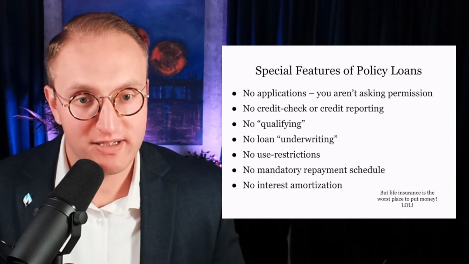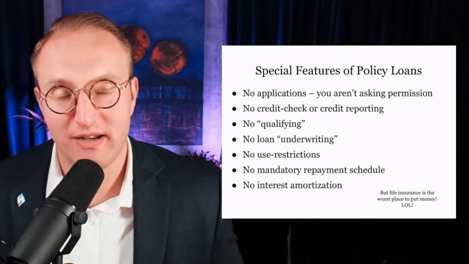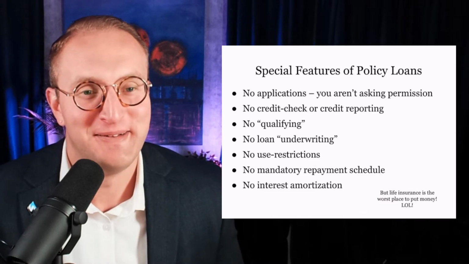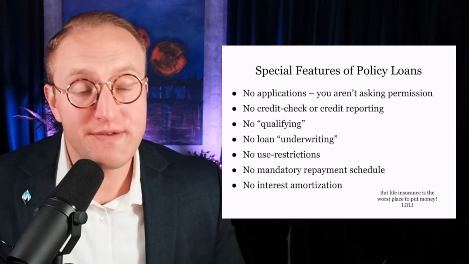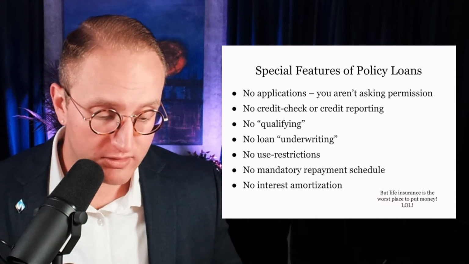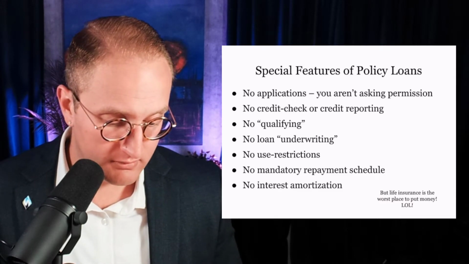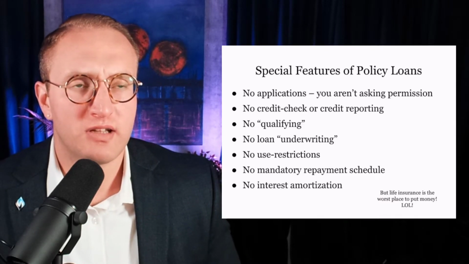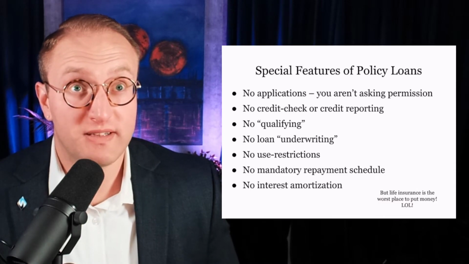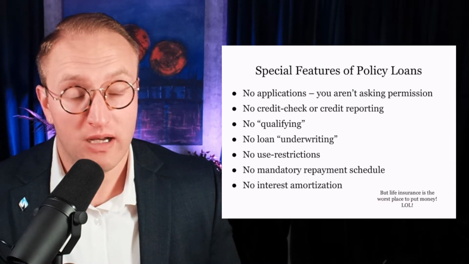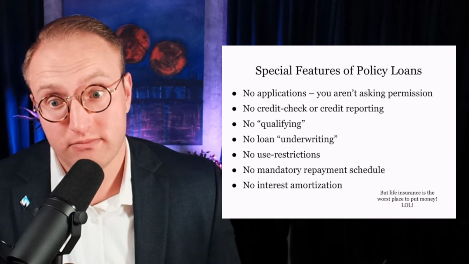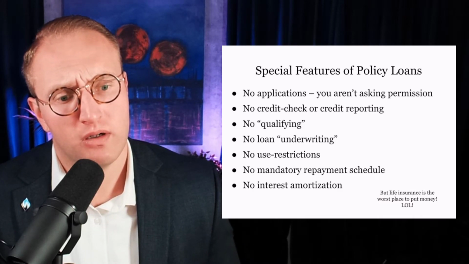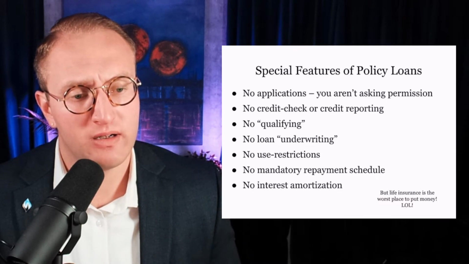With policy loans, there are no applications. You instruct the company. Nelson used to say, you tell the gophers at the life insurance company to send me a check. So you're not asking permission. There's no credit check or even credit reporting. I could talk to you for 3 hours on credit scores and credit reporting. The idea that some institution that some of us can't even name, run by people who none of us can name, who probably don't like us anyway, is going to label our creditworthiness with a score, and that's going to determine whether or not we can get access to capital.